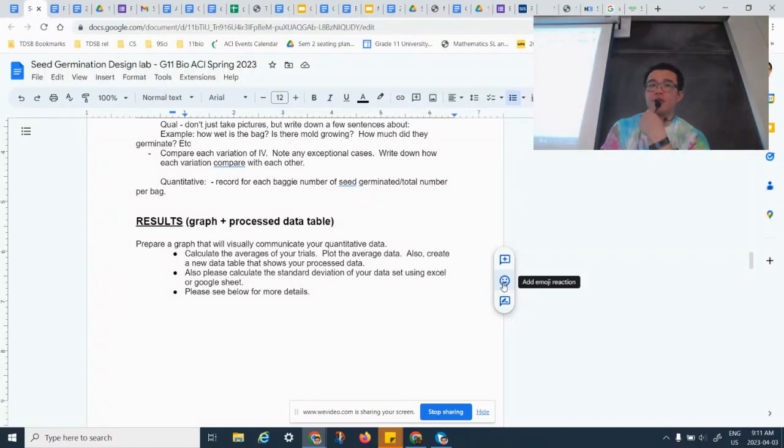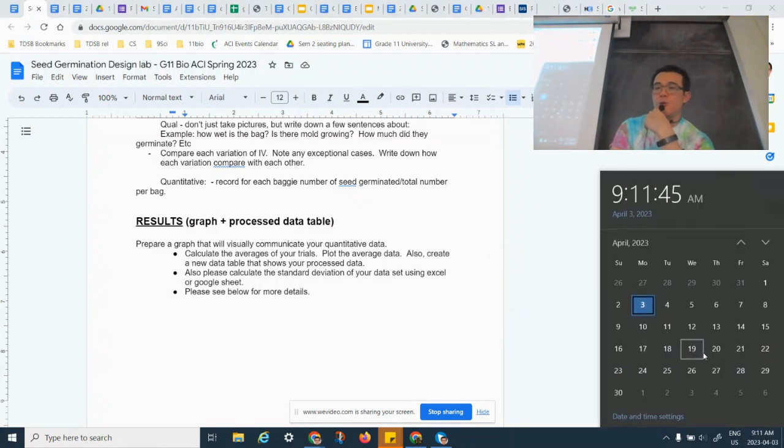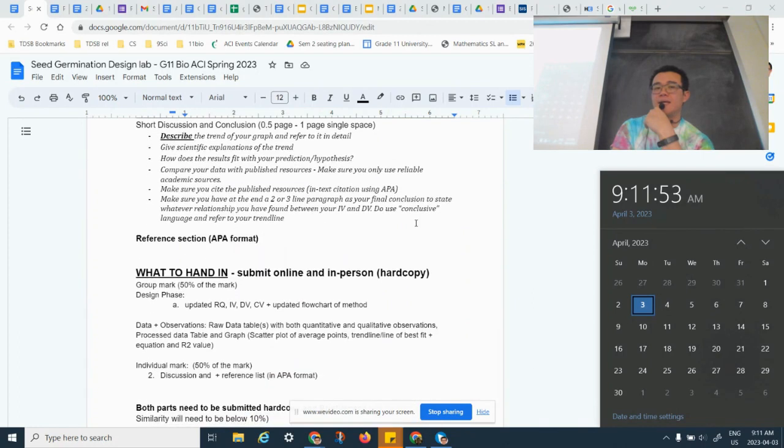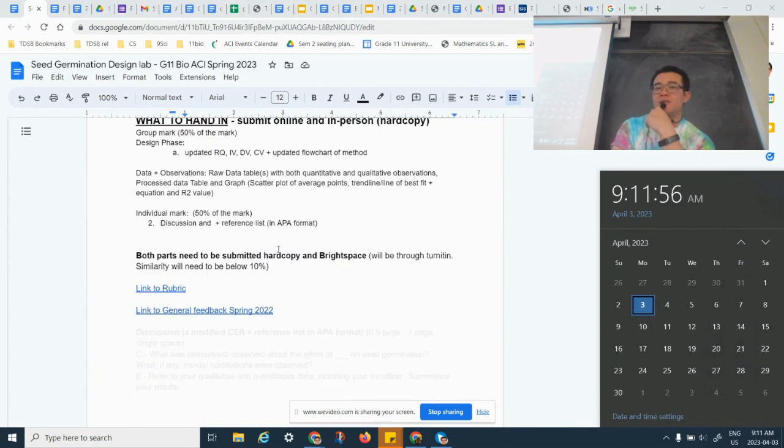In terms of the seed germination lab, again, the deadline is April the 12th, at the beginning of the period. Now, in terms of what you will need to hand in at that time, you will need to hand in a hard copy as well as upload the electronic version onto Brightspace.